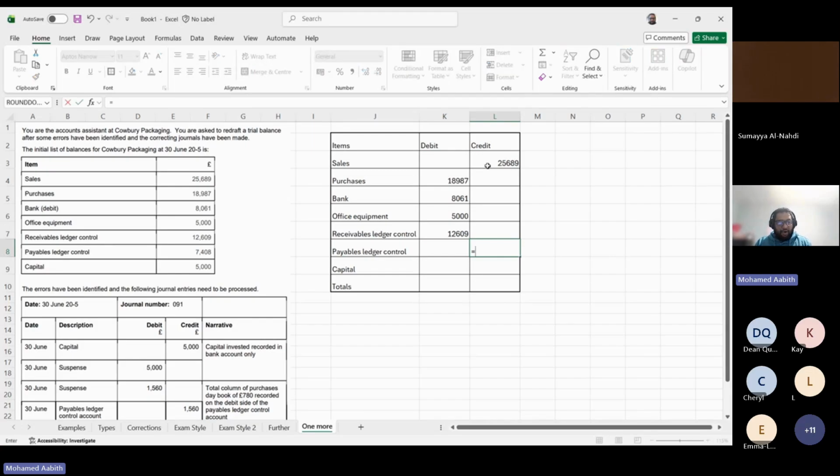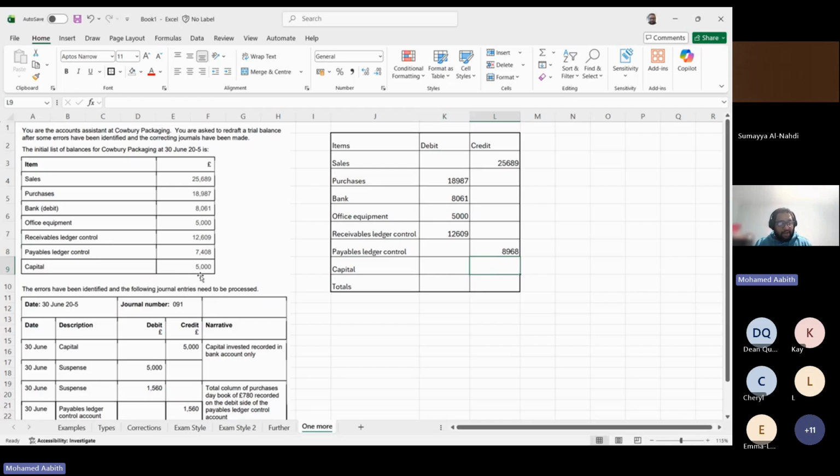So therefore, what we're going to have is 748 plus 1560. That is the new amount. This one, you get 2 marks for that. You get 1, 2, 3, 4, 5, 6, 7. And you have 8, 9. So 9 marks for the amounts you're going to enter here.